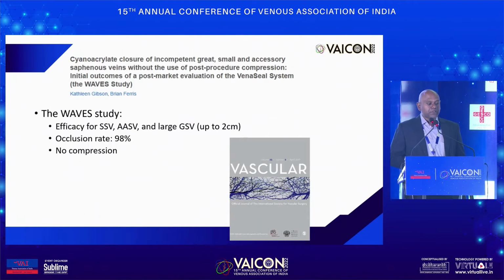Now, the problem happens when we look at large size veins, GSV up to 2 centimeters. In normal practice in India, we see a lot of veins that are 10 millimeters and above. So how is it useful for that? And of course the SSV. This is the WAVE study, which says that it's good for the SSV, the accessory saphenous vein, and up to large GSV. The occlusion rate was 98%.